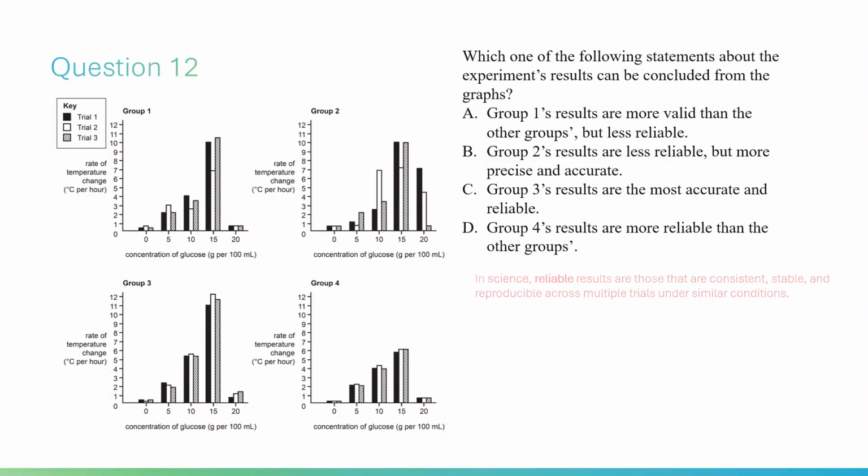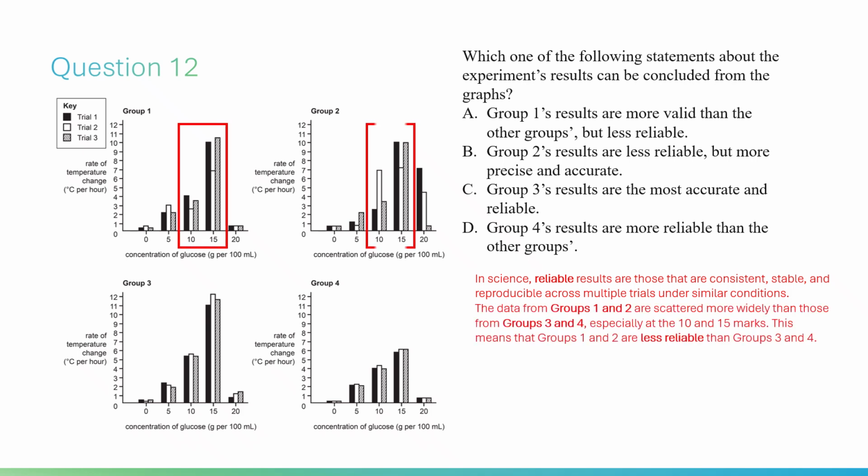In science, reliable results are those that are consistent, stable, and reproducible across multiple trials under similar conditions. The data from groups 1 and 2 are scattered more widely than those from groups 3 and 4, especially at the 10 and 15 marks. This means that groups 1 and 2 are less reliable than groups 3 and 4.